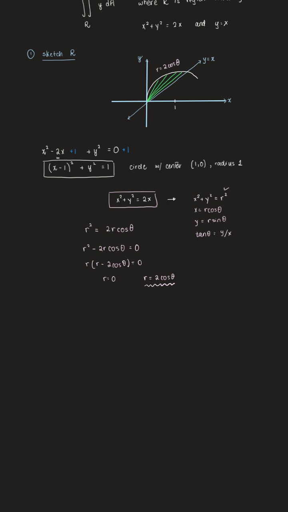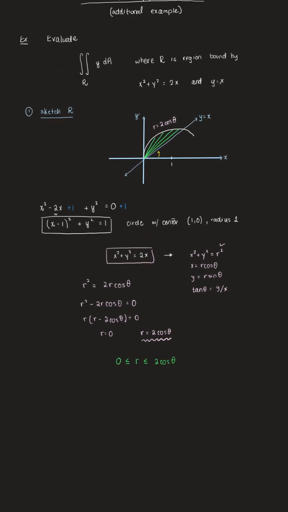So now we have that r is going to be less than or equal to 2 cosine theta and greater than or equal to 0. And now we need to think about theta. If we go back to our diagram, theta starts at pi over 4, which is the line y equals x. So our lower bound for theta will be pi over 4. We have pi over 4 less than or equal to theta.